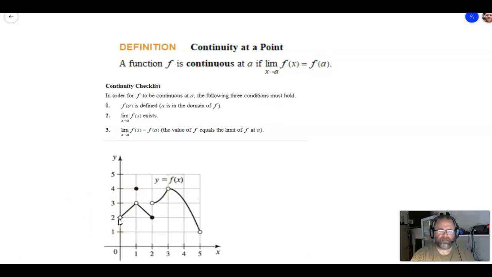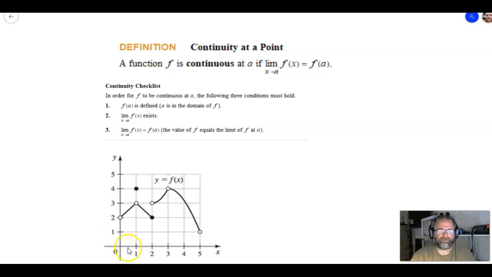Also, if we look at the limits from the right of x equals 0, the y value is approaching 2, but there's nothing from the left. And since the right side and the left side limit are not equal to the same value, the limit does not exist. So for multiple reasons, this graph is not continuous at x equals 0.